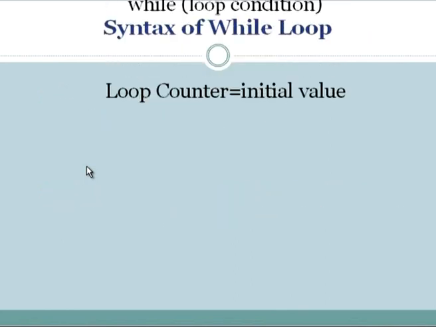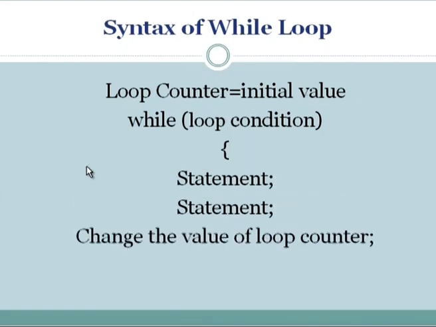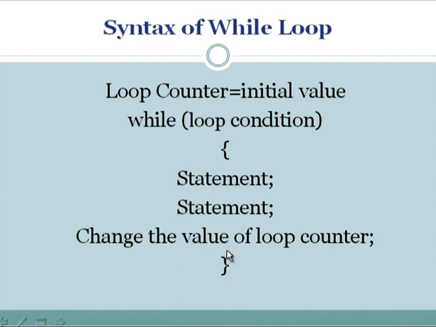Syntax of the while loop is shown on the computer screen. Here you see that the loop counter is initialized to the initial value outside the body of the loop. Then there is a while keyword followed by parenthesis. Inside the parenthesis there is the loop condition, and then the loop body starts with opening braces and closes with closing braces. Inside the braces are the statements that are executed on the basis of the loop condition. These statements will be repeated until the loop condition turns out false. And then inside the loop body there is a statement to change the value of the loop counter.